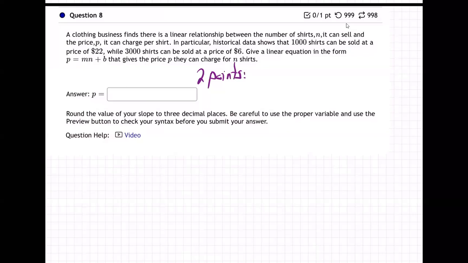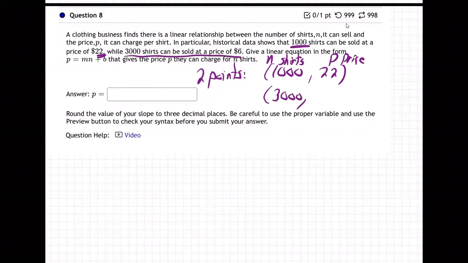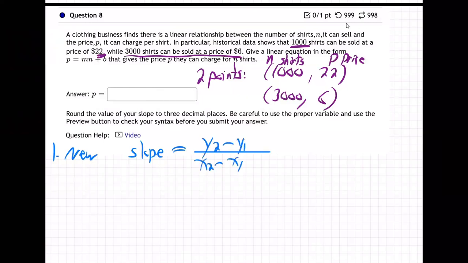And the 2 points are 1,000 comma 22. That's the number of shirts, N, and P is the price, $22 a shirt, or 3,000 shirts at $6 a shirt. So those are really 2 points. We know how to handle 2 points. Step one, get the new slope formula, which is y2 minus y1 over x2 minus x1. That's the new slope formula.